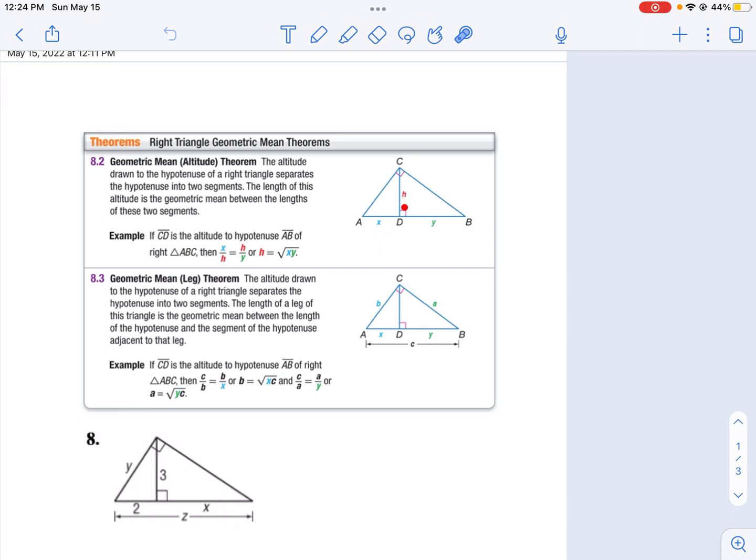If I take a look here, the short leg is to the long leg as the short leg is to the long leg. Or a lot of times what I like to say is h squared equals x times y. And I can do the same thing when I'm comparing the big triangle to one of the smaller triangles.